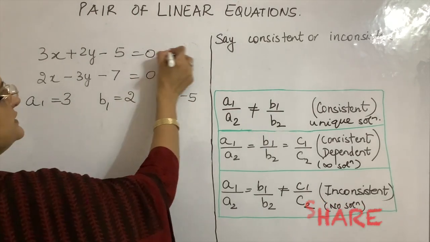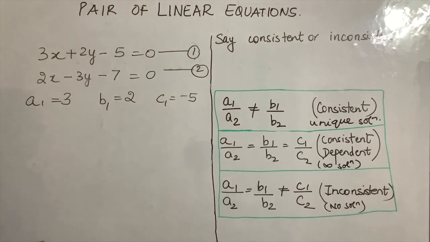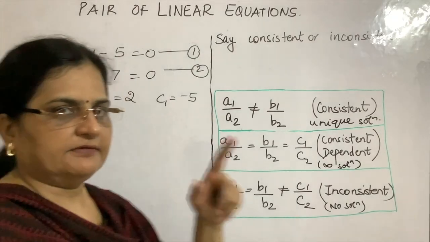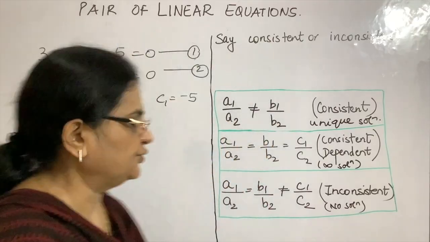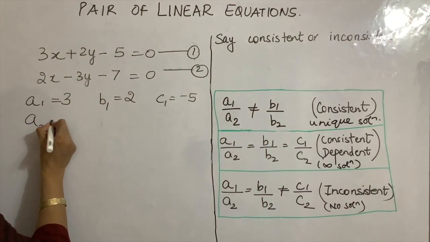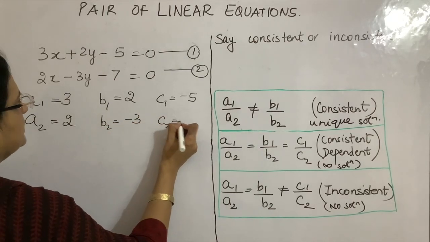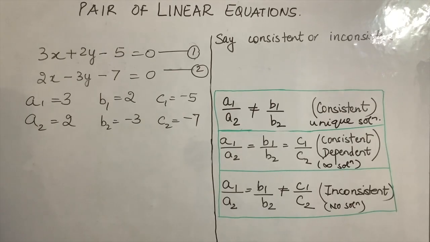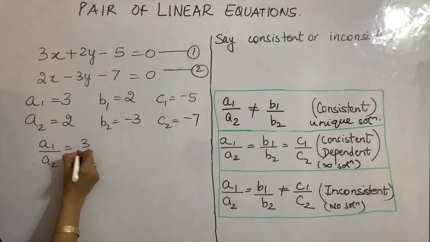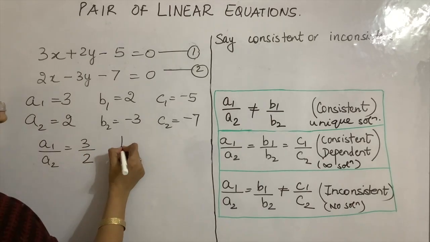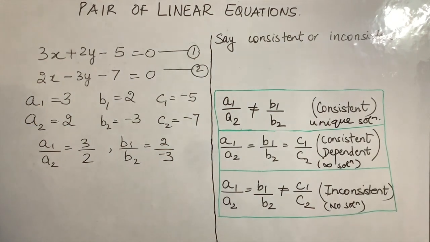How do we decide this? We say that this is line 1 and this is line 2. So whatever are the coefficients of line 1 will be known as A1, B1, C1, and whatever are the coefficients of line 2 will be known as A2, B2 and C2. Now over here, what is A2? A2 is 2. What is B2? Minus 3. And what is C2? Minus 7. Now the same thing, find out A1 upon A2. How much is it? 3 upon 2. Find out B1 upon B2. It is 2 upon minus 3.